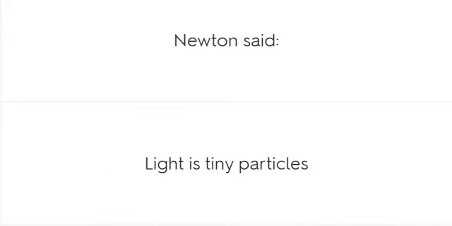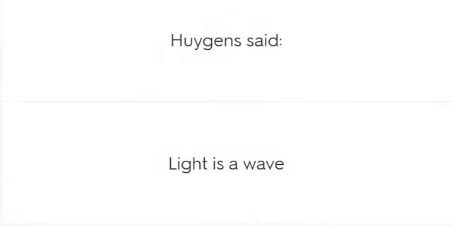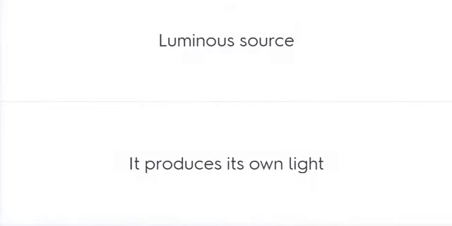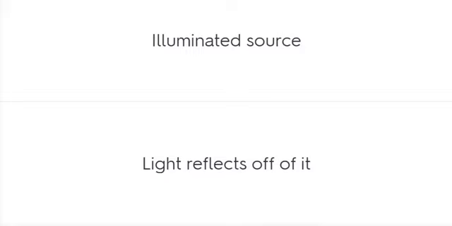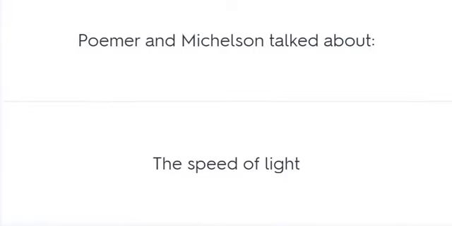Newton said light is tiny particles. Huygens said light is a wave. Luminous source, it produces its own light. Illuminated source, light reflects off of it. Roemer and Michelson talked about the speed of light.